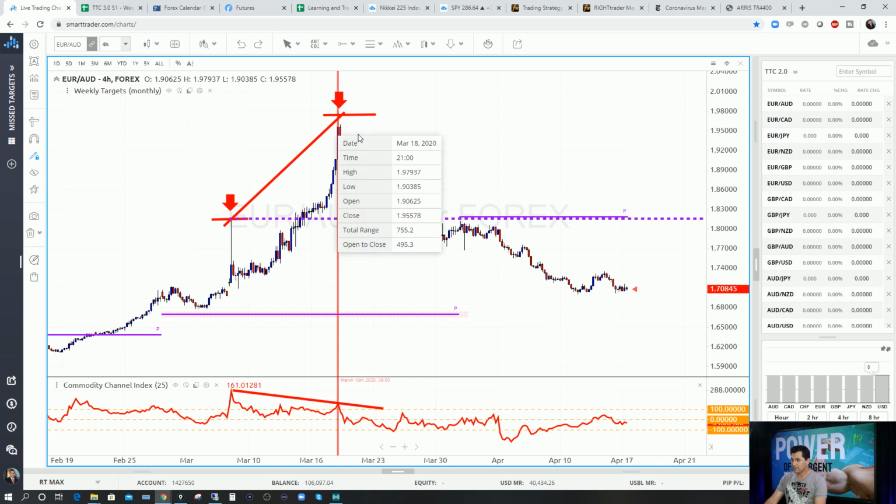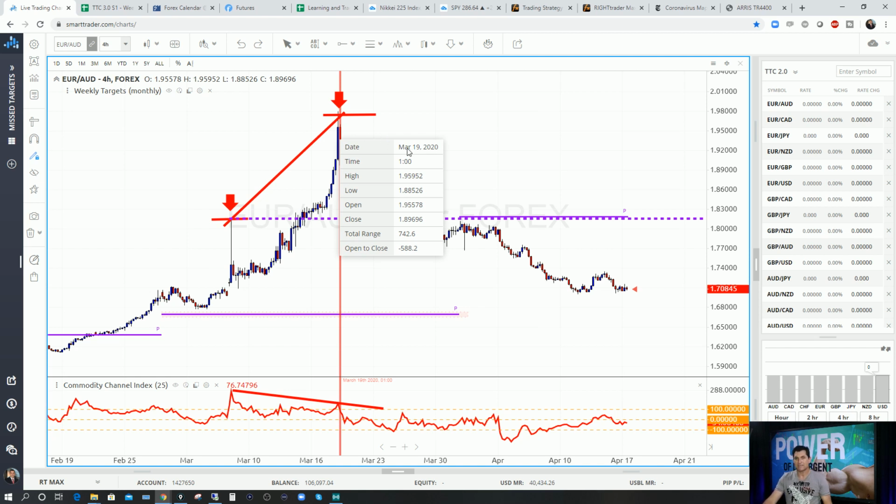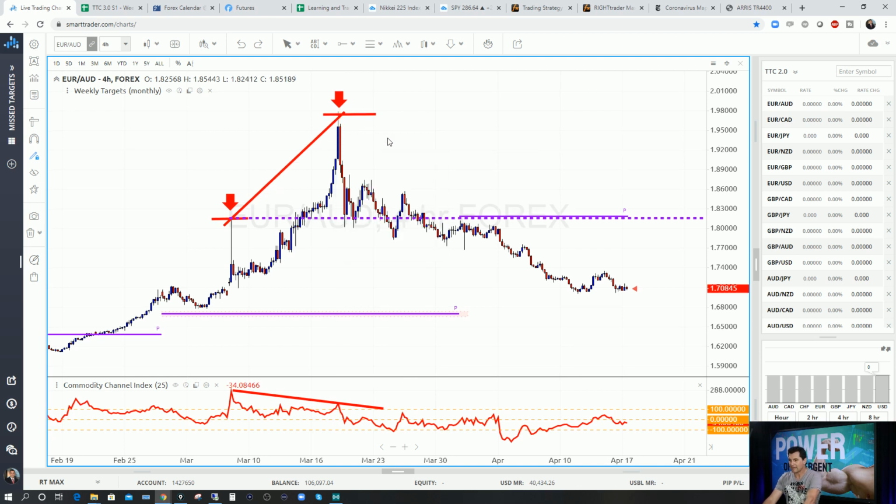Now, check this out. This candle right here closes out on the 18th, which means the next candle closes out right here on the 20th, all right? Because this candle is closed out, the 19th, not the 20th, the 19th. So from the 19th, and this is a 1 o'clock candle, which means it closes out at 5 o'clock in the morning on the 19th.